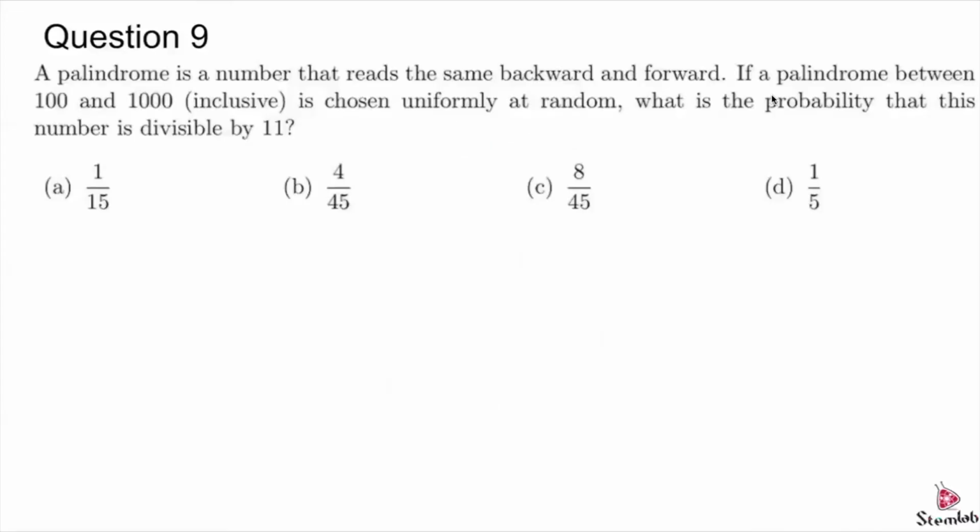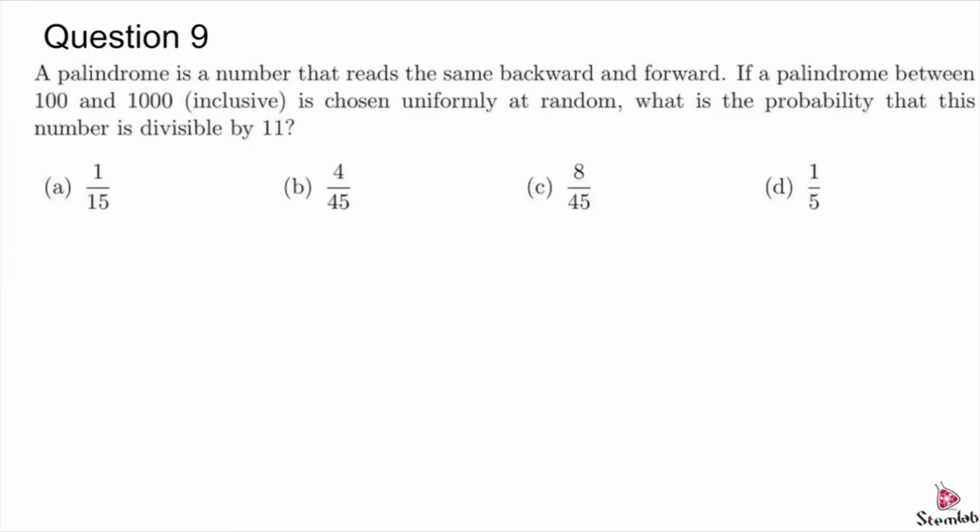Question 9. A palindrome is a number that reads the same backward and forward. If a palindrome between 100 and 1,000 inclusive is chosen uniformly at random, what is the probability that this number is divisible by 11? I always think about probability as counting twice: the number of cases that we want, all over the number of total cases.